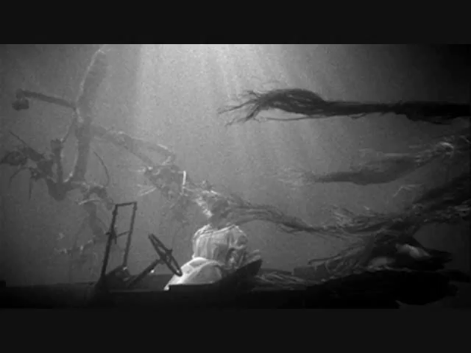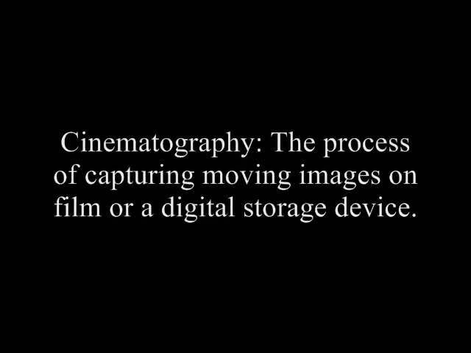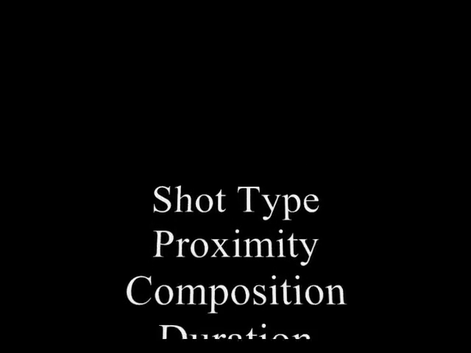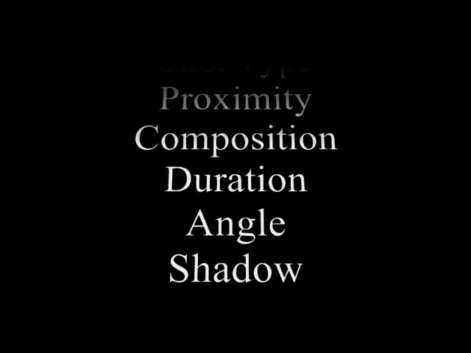The textbook, Looking at Movies, defines cinematography as the process of capturing moving images on film or a digital storage device. There are several components of cinematography. They are shot type and proximity, composition, duration, angle, and shadow.